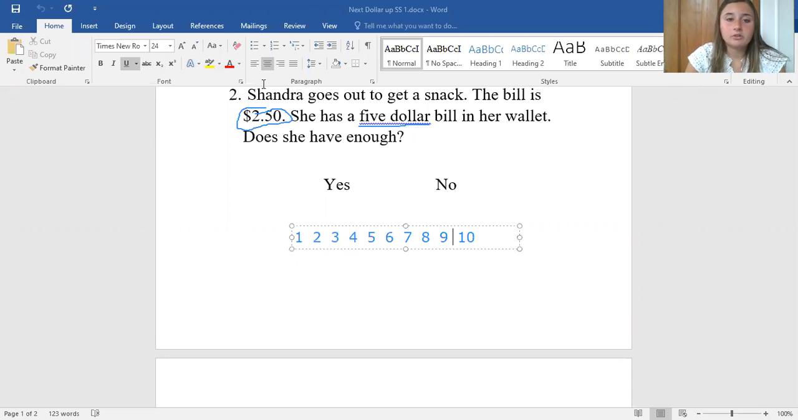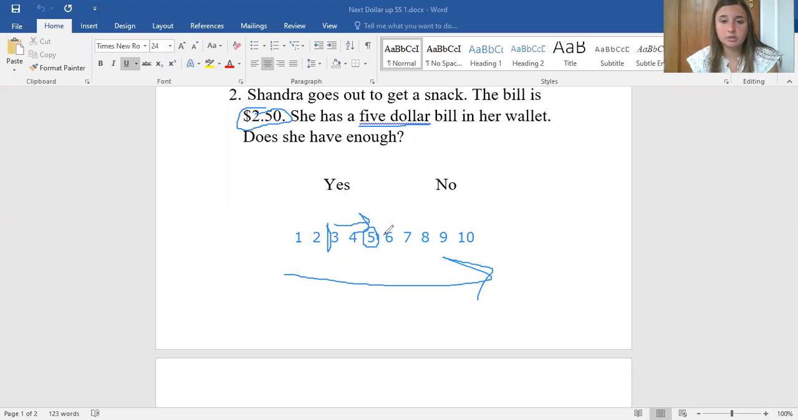So what I want to do is draw a line with what I owe. She owes $2.50, so it's right in between like the 2 and the 3. And what she has is a $5 bill. And so we want to remember that the numbers get bigger as they go this way. So if what I have is greater than what I owe, which it is because it's further on the number line, it means that I have enough to make the purchase. So yes, Chandra can go out and she can get her snack.